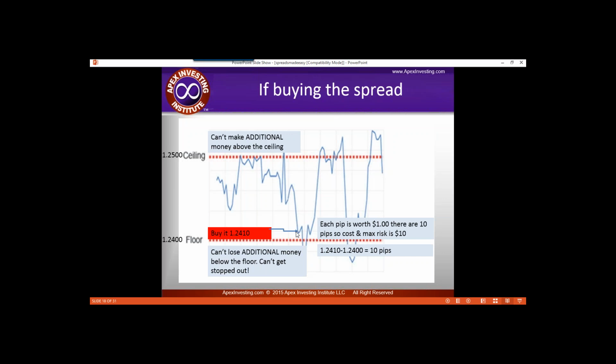Now, one other thing. See right here, can't get stopped out. Just because the market went down and hit the floor, hit the bottom, does not automatically close out my spread. It does not close out the trade. The trade does not close out until I either close it myself or until it expires. So I'm not getting knocked out of this trade. The market goes against me. Boom, it doesn't knock me out.